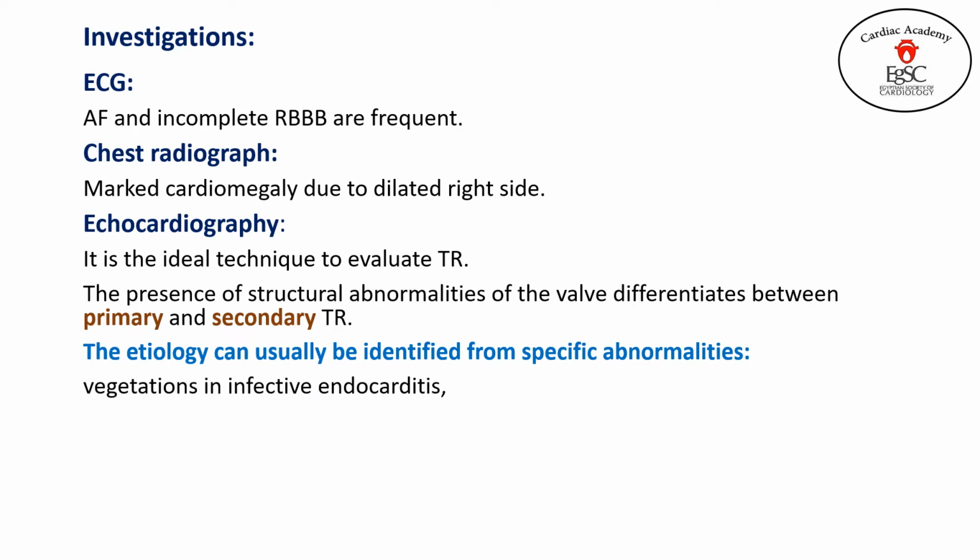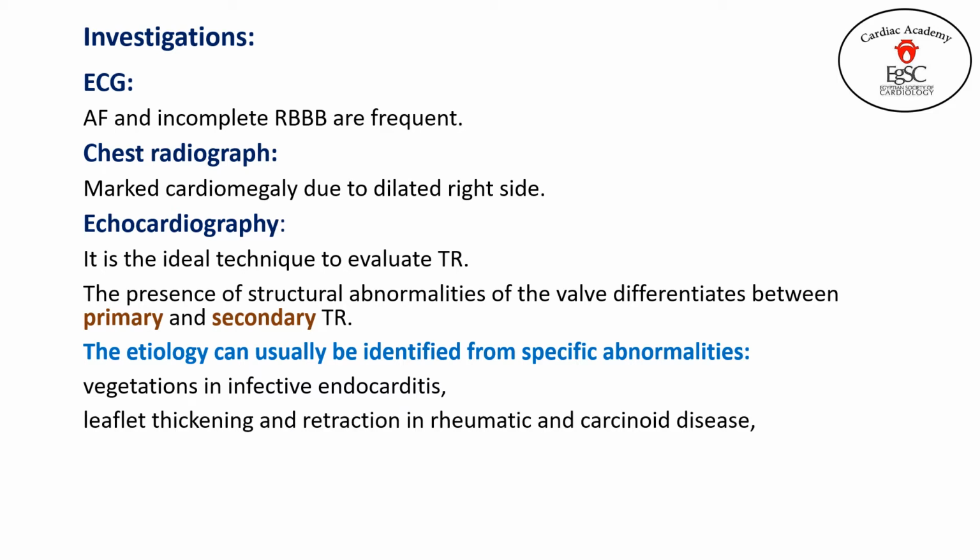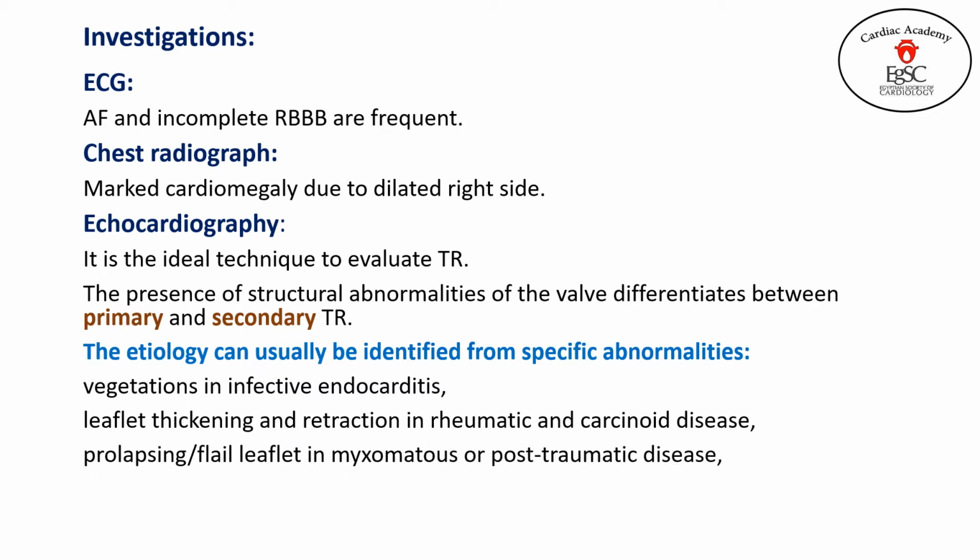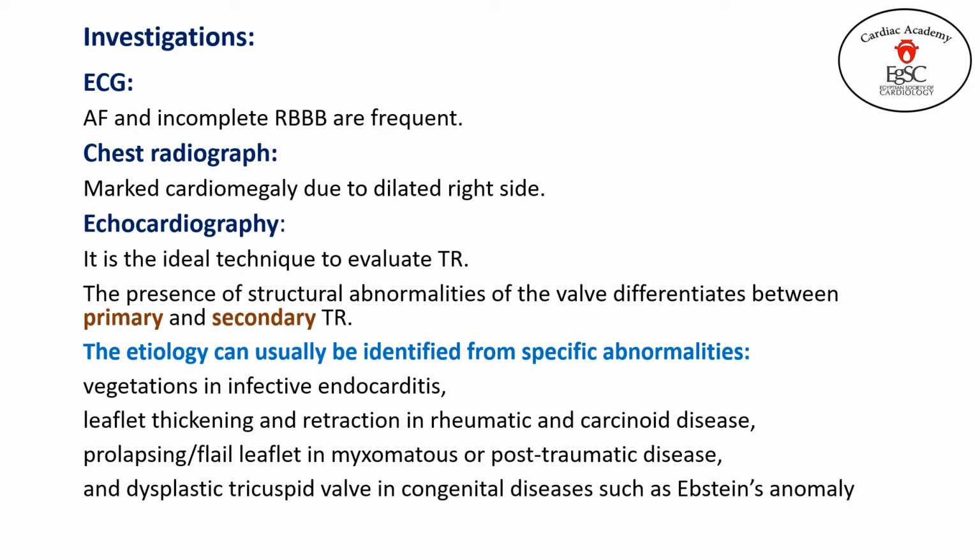For example, vegetations in cases of infective endocarditis, the presence of leaflet thickening and retraction in rheumatic and carcinoid disease, prolapsing or flail leaflet in myxomatous or post-traumatic disease, and dysplastic tricuspid valve in congenital diseases such as Ebstein's anomaly.